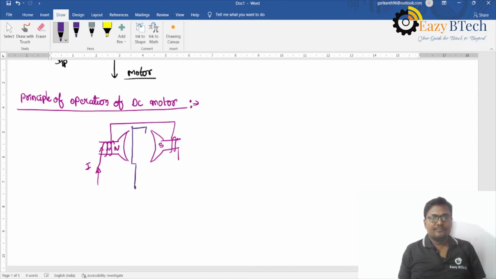Whenever a current carrying conductor is placed in a uniform magnetic field, it will experience a force. That is the principle of operation of DC motor.